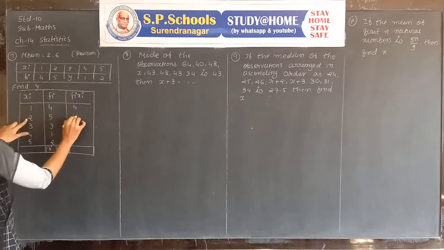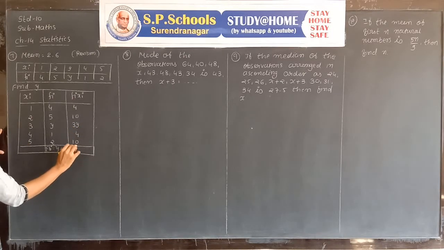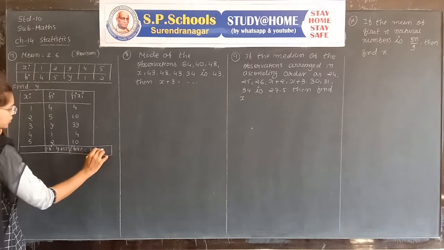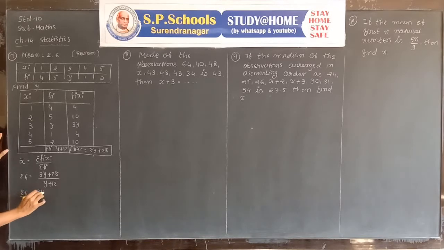4 ones are 4, 2 5s are 10, 3y, 4 ones are 4, 5 2s are 10, where sigma FiXi is equal to 3y plus 28. Now we apply the formula. X bar is equal to sigma FiXi upon sigma Fi, where sigma FiXi is equal to 3y plus 28, sigma Fi is equal to y plus 12, and the mean is equal to 2.6. That's why 26 upon 10 is equal to 3y plus 28 upon y plus 12.